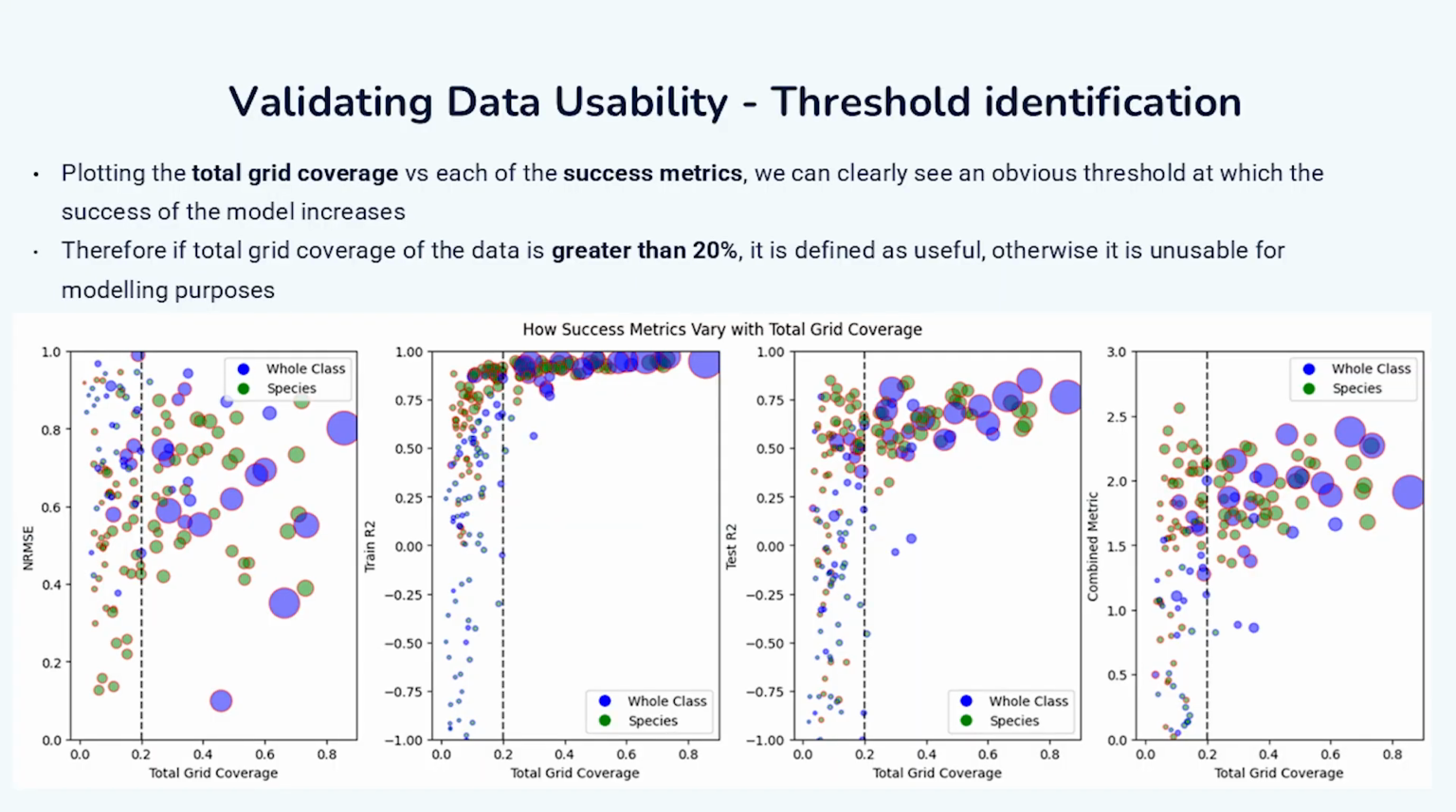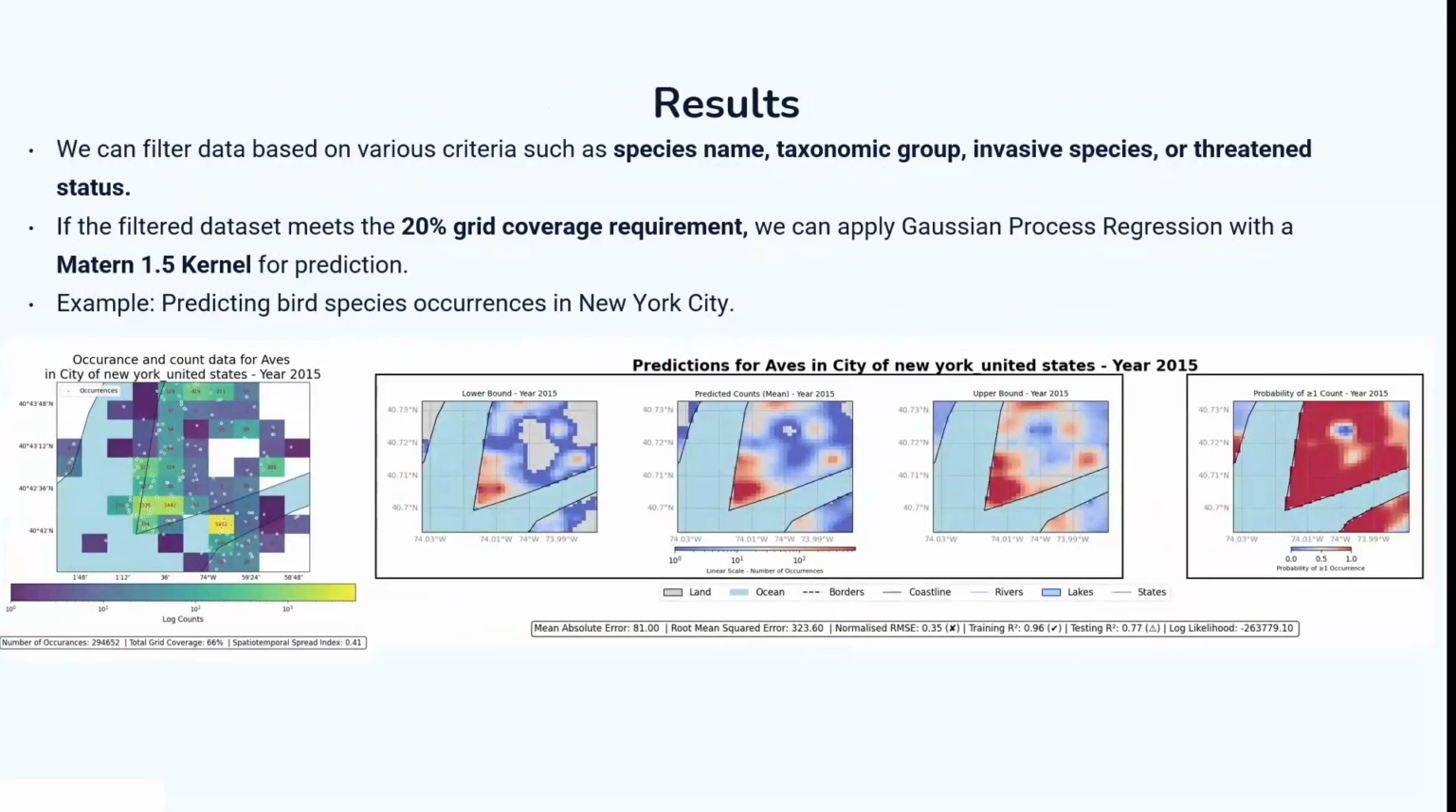Looking at the total grid coverage versus each of these success metrics, you can see that at about 20% grid coverage, there's an obvious shift in that the data sets are actually useful. Each of these dots represents a data set. The size of those dots is the size of the data set. So basically, what we've come up with is that if a data set has 20% grid coverage, we can run the model. If it has less than 20% grid coverage, we throw it out.